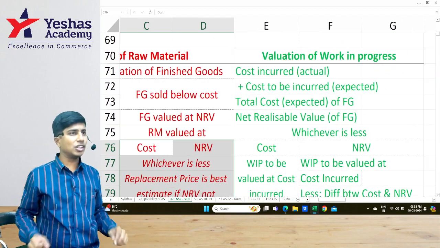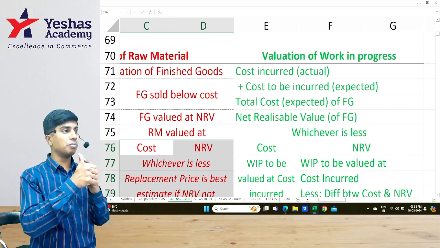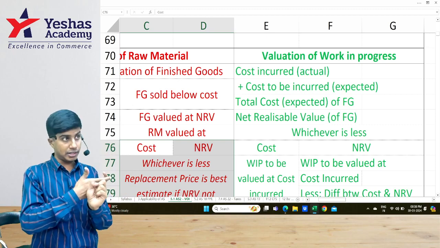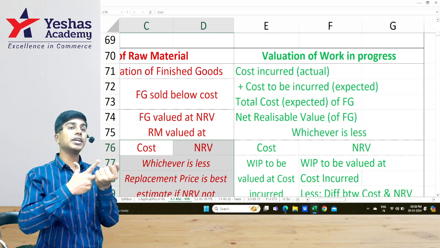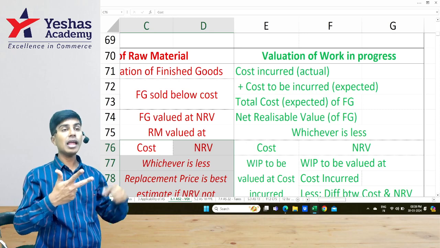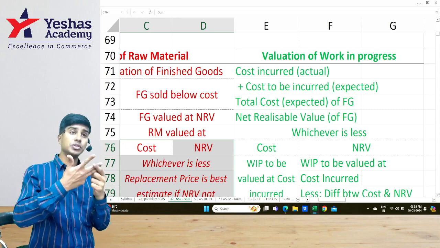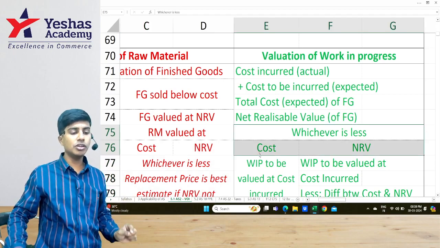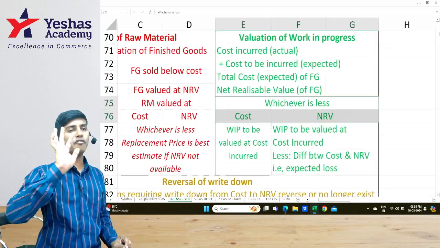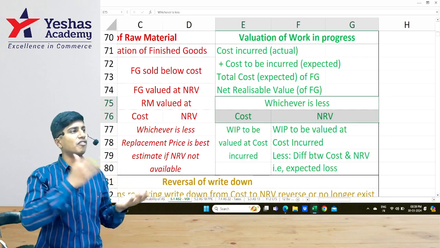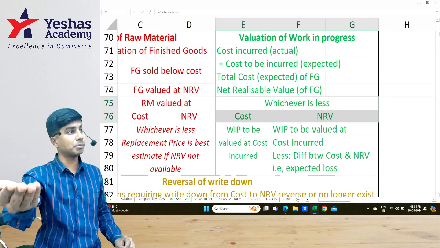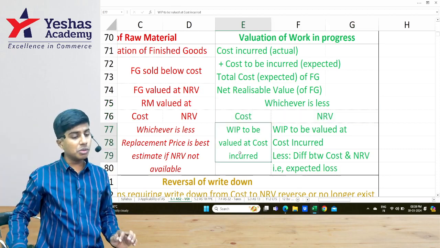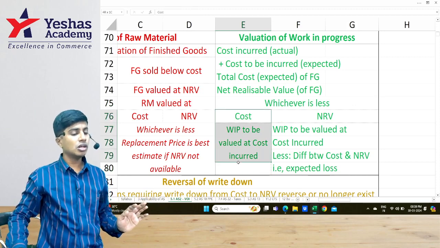Work in progress, there is no active market. Cost incurred for work in progress plus cost expected to be incurred to complete it, if we add, we get the total expected cost when it becomes finished goods. Compare that with NRV of finished goods. Take whichever is less. If whichever is less turns out to be cost, then finished goods will be sold at profit. So you have proper intention of manufacturing work in progress into finished goods and selling it at profit. Profit will be recorded only when you sell. Conservatism. So value work in progress at cost.